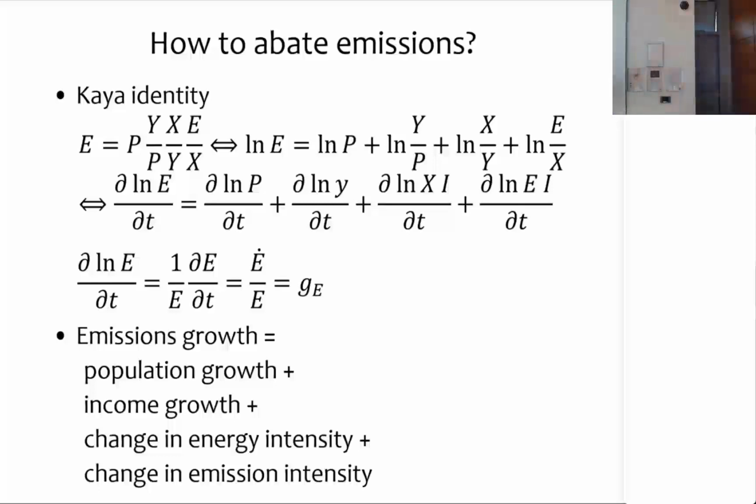So the Kaya identity implies that the growth rate of emissions is equal to the growth rate of the number of people plus the growth rate of per capita income plus the growth rate or the change in energy intensity plus the growth rate of the emission intensity or the carbon intensity, right? That just follows from the Kaya identity. So now we know how to get rid of emissions.